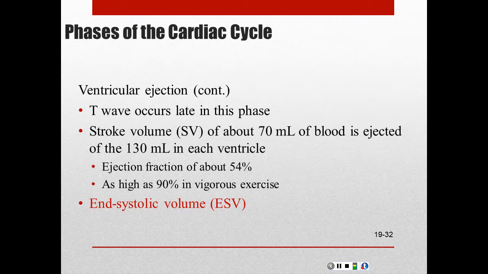The ventricles do not expel all of the blood. Each ventricle in an average resting heart contains an EDV, our end diastolic volume, of 130 milliliters. Now, the amount ejected is about 70 milliliters. That's our stroke volume, the amount of blood that is being ejected from the ventricle.